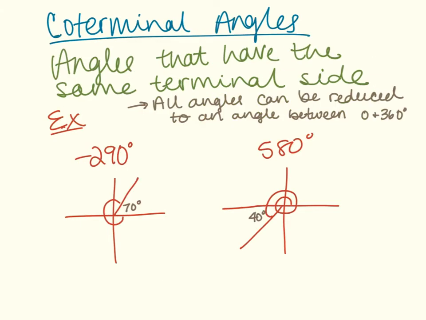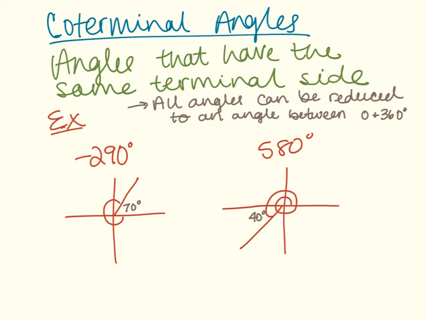Since when we graph angles, sometimes we're going around in a circle multiple times, that means different angles can end in the same spot. So coterminal angles are angles that have the same terminal side. All that's saying is that we could take all the infinite angles out there and really just refer to them as an angle between 0 and 360, because after 360 they're going to start repeating again.